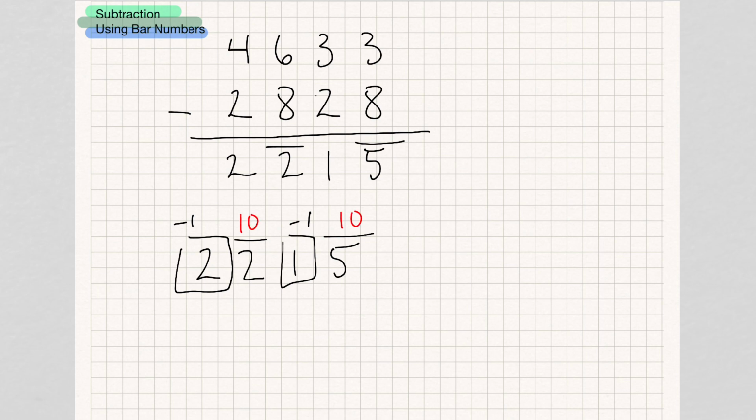So we have 2 minus 1 gives us 1, 10 minus 2 gives us 8, 1 minus 1 is 0, and 10 minus 5 gives us 5. So here we have our answer, 1,805.